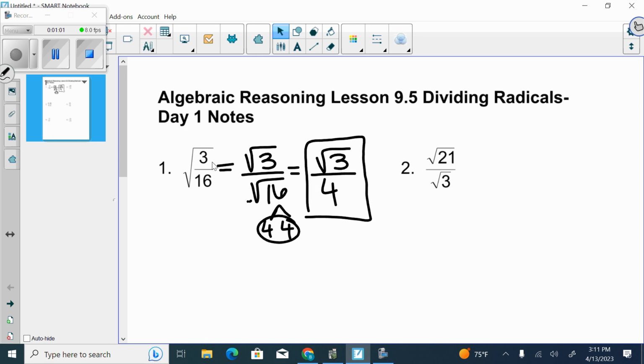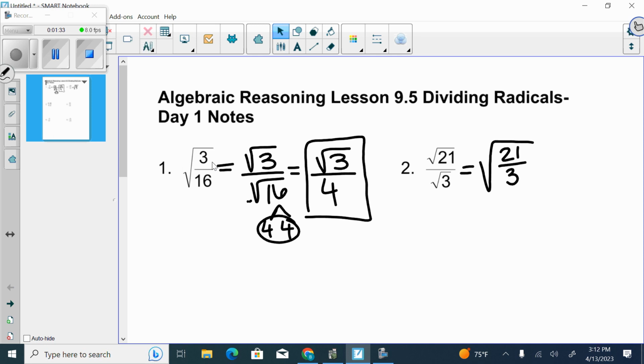Okay? On number 2, is there a square root of 21? No perfect square root. Is there a square root of 3? Okay, so right now the way it's written, not helpful to us, right? So I'm going to rewrite it all underneath 1 square root like it was originally written on number 1. So I can rewrite this as all underneath 1 square root, 21 over 3.